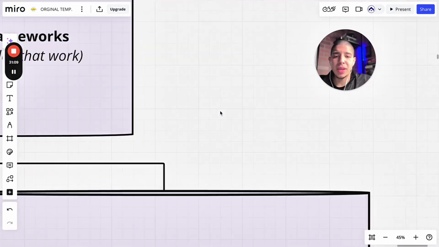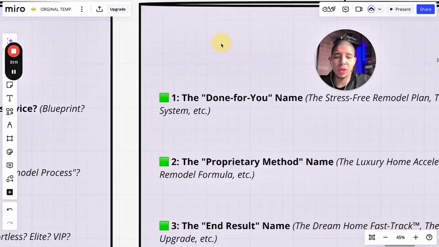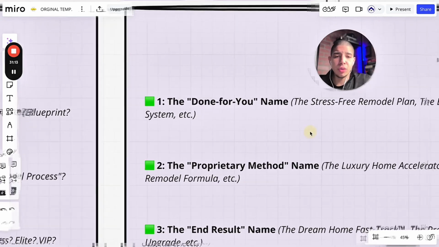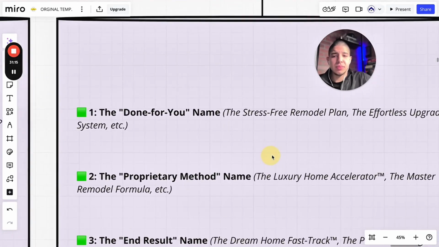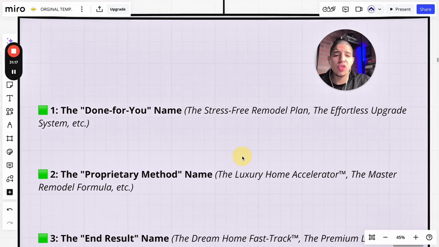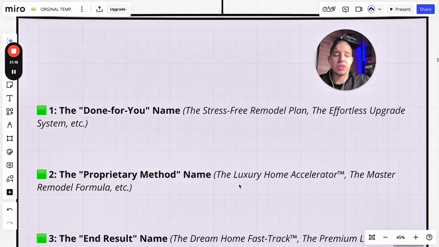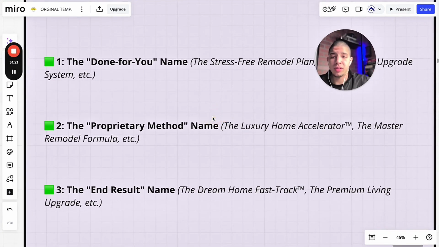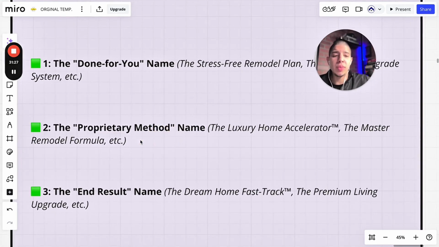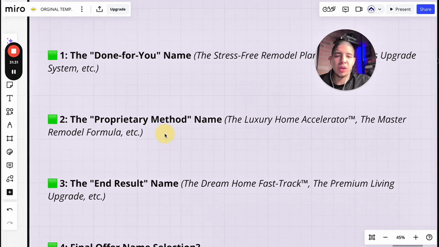So naming your actual framework, proven formulas that work. The done for you name. The stress-free remodel plan, the effortless upgrade system, etc. If you want it to seem effortless, like an effortless system, right? The proprietary method, the luxury home accelerator, the master remodel formula. And you want to integrate more of the done-for-you stuff, like renderings, free 3D renderings and stuff like that.